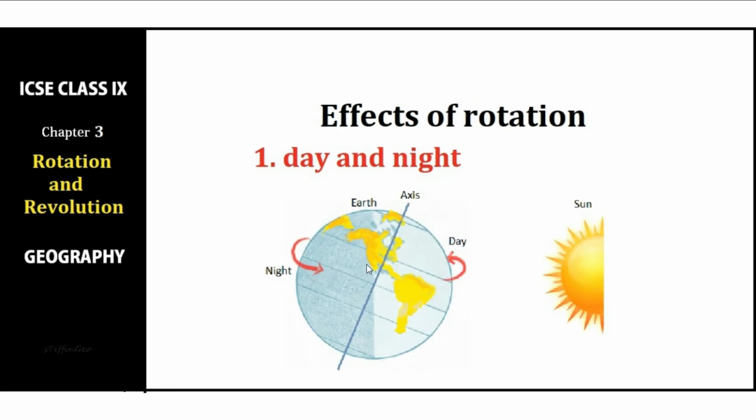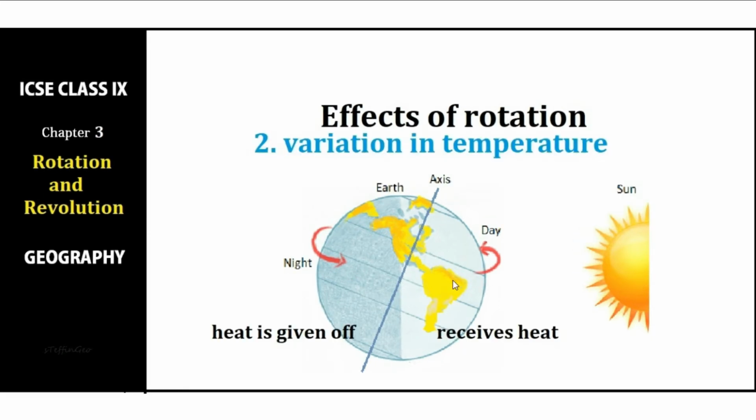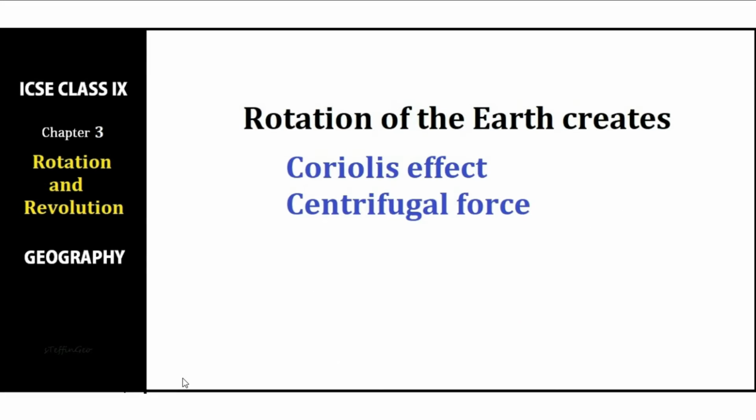When the earth is rotating, one side experiences daytime, the area which receives light, and the other side experiences nighttime. Correspondingly, whichever side is receiving daylight will have more heat, and the other side will have comparatively low temperature. These are the two effects of rotation of the earth. In addition to this, rotation of the earth creates two forces. One is Coriolis force and the other one is centrifugal force.